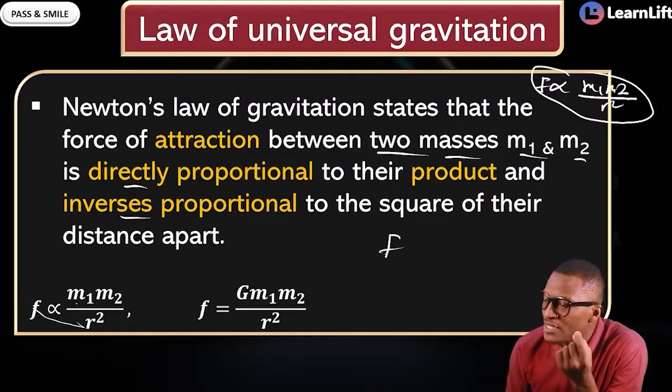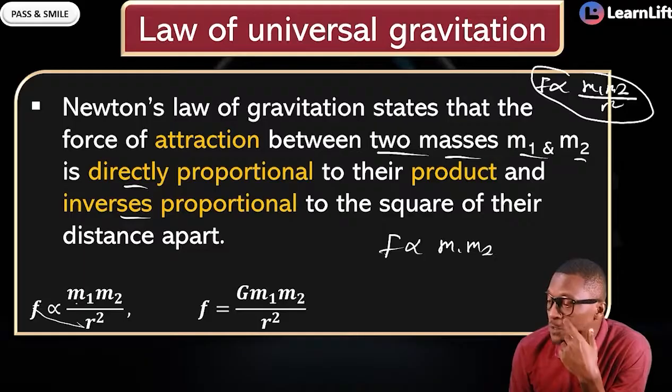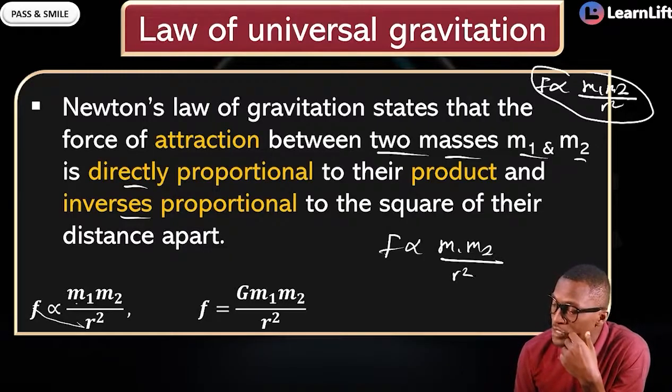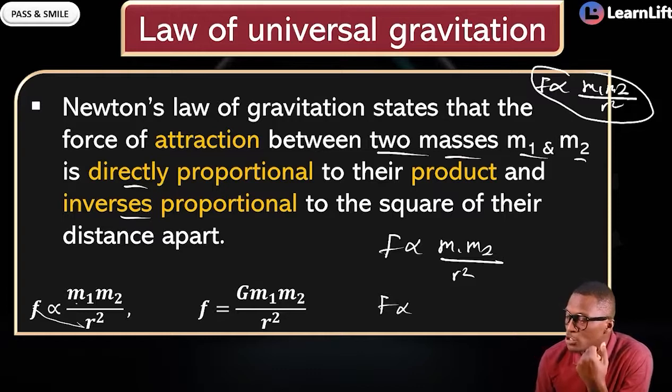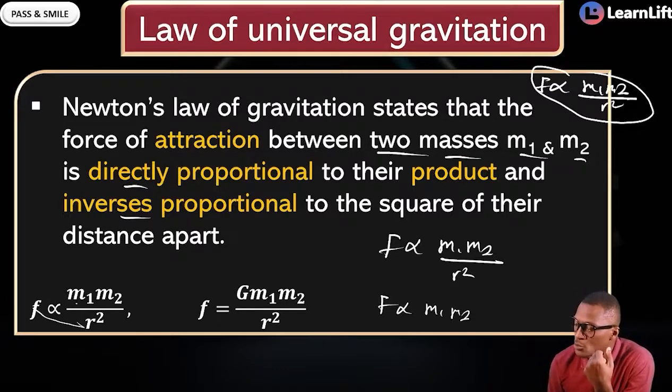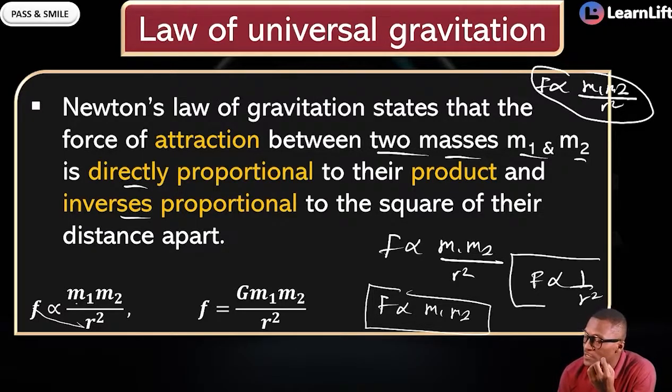F is directly proportional to M1 and M2. So the force of attraction is directly proportional to the product of their masses, M1 and M2, and inversely proportional to their distance apart. That means from here now, we can bring 2 formulas. What are the formulas? F is directly proportional to M1 and M2. And that same force is inversely proportional to what? To R squared. This is very important. F proportional to 1 over R squared. This is called the inverse square law.